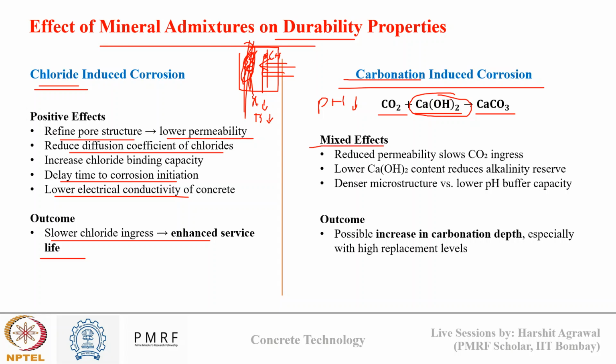Because SCMs consume calcium hydroxide. So although they are making concrete less permeable, they are also lowering the Ca(OH)2 content, which reduces the passive layer thickness on the reinforcement surface. So there are two things happening against each other. There is denser microstructure which is lowering the rate of CO2 ingress through concrete, and there is lower pH buffer capacity inside concrete for maintaining a passive layer.